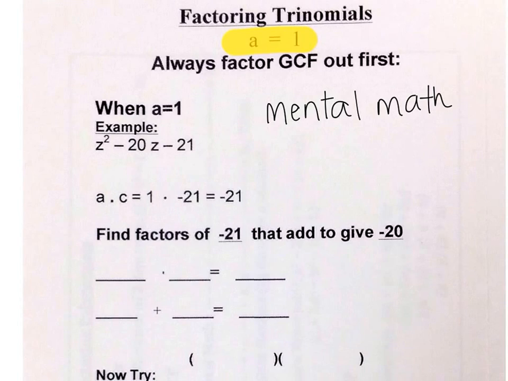We always look at c, which is in this case the negative 21. Now, we always multiply the a times the c to figure out what that number is, the negative 21. But since a in this case is 1, and 1 times any number is itself, we can just disregard the a and just look at the c. So I need two numbers that would multiply to give me c, which is in this case negative 21, and I need two numbers that would add to give me b, which in this case is negative 20. And they have to be the same numbers.